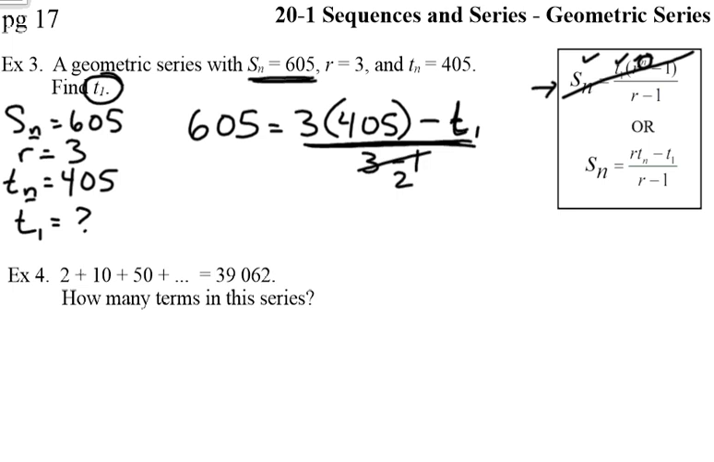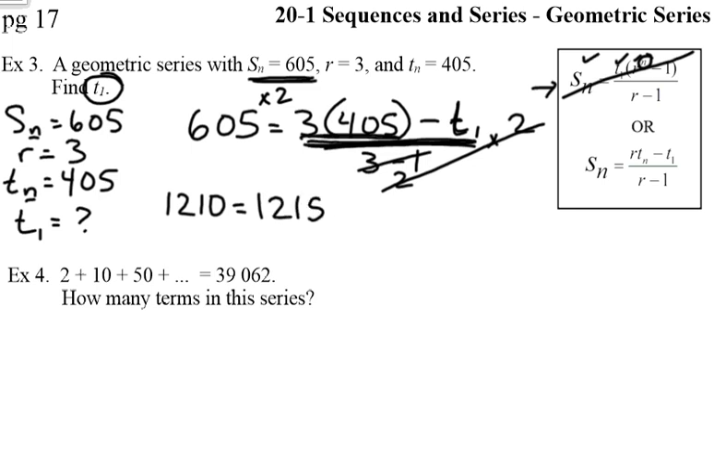I'm going to get rid of that denominator right off the bat, multiplying by 2, which we've seen in an earlier video. Divide by 2, so we multiply by 2. Same thing to the other side. Be consistent. We end up with 1,210 equal to, well, at the same time, I can do my multiplying up here. I end up with 1,215 minus the term 1.